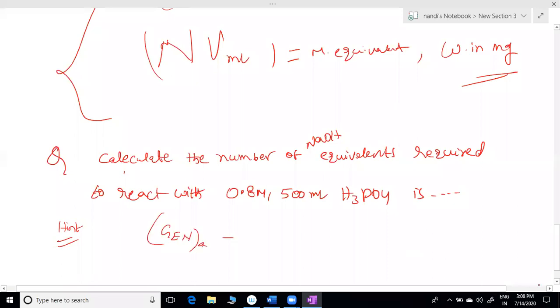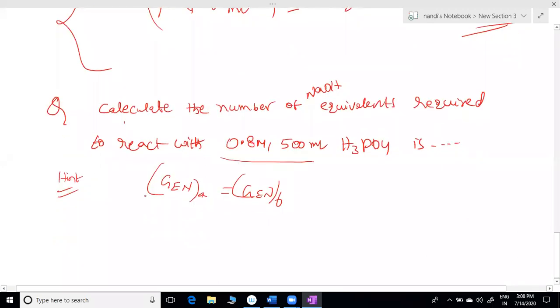Now check it. Acid equals how much are they given? Acid in terms of volume and molarity means what to choose? Weight by equivalent weight or N into V? Which one do I have to choose, sir, for acid? H3PO4 is acid or base? So acid. What do you have to use? Formula N into V of acid, because volume and molarity are there. You have to use only one formula, no option.